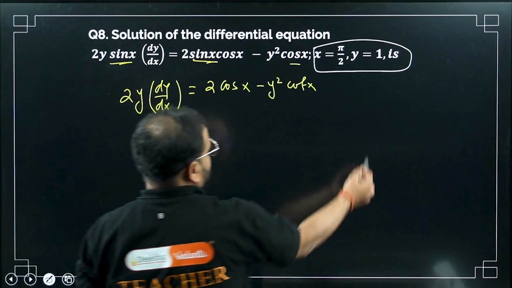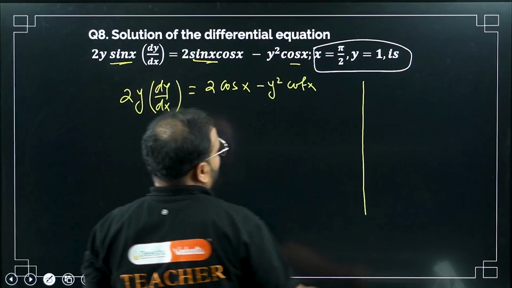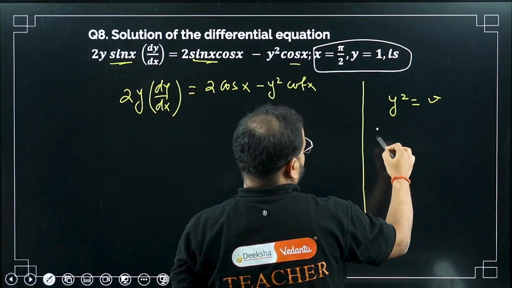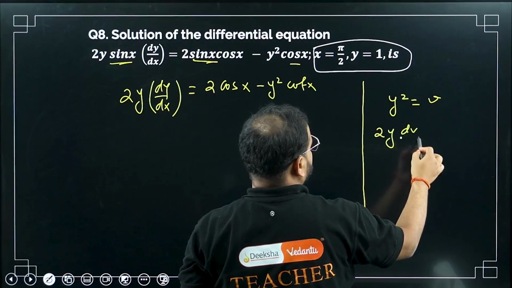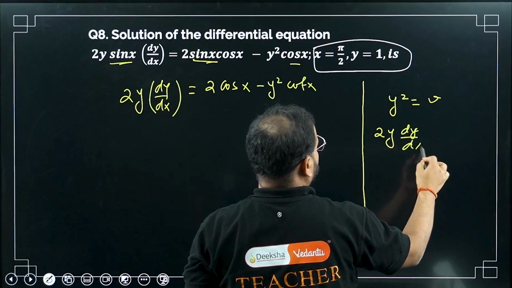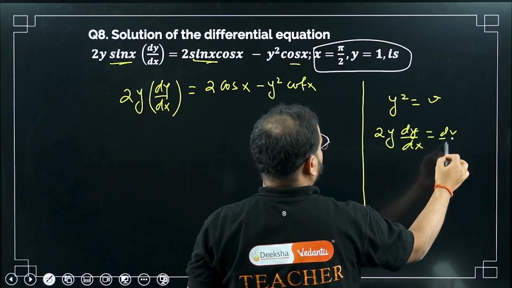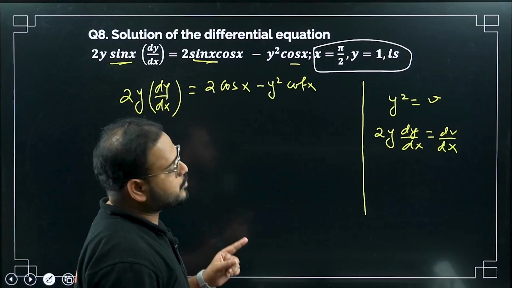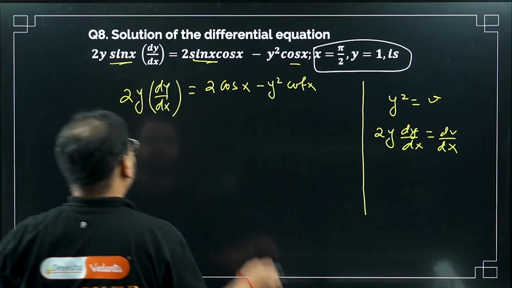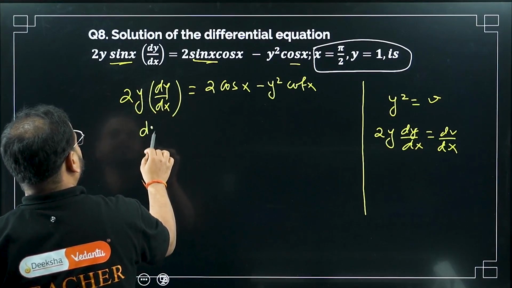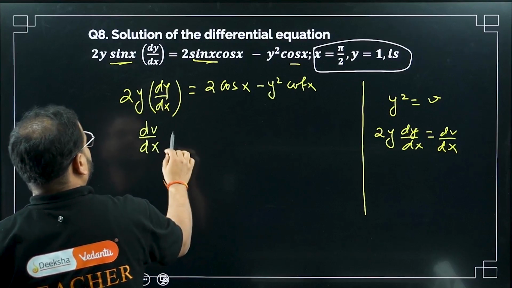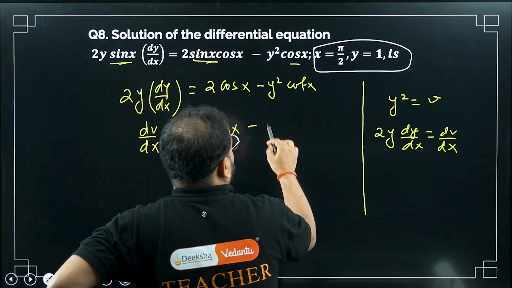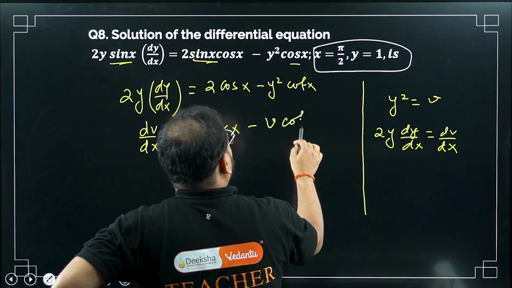Now, I have to take an assumption. Please check. Y square equals to v. Differentiating, 2y dy by dx equals to dv by dx. Put it here in place of this: dv by dx equals to 2 cos x minus v cot x.